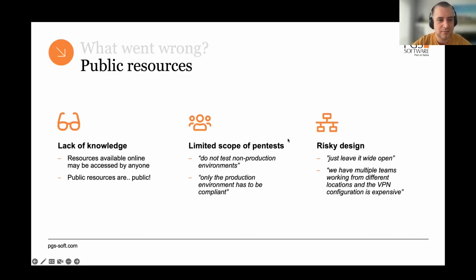What went wrong here? First of all, lack of knowledge, no experience. The team deployed Kubernetes, it works for them. So yeah, it's all fine. We have our functionality, but no security at all, because they didn't even know how to check this, how to secure it. And you need to remember that public resources are public. So anyone can access them if you forget to secure them with some kind of firewall or other security layers. And the other thing here, limited scope of pen tests, already mentioned before, non-production environments, out of scope. So they didn't even know that they are vulnerable. It's out of scope because it's cheaper.